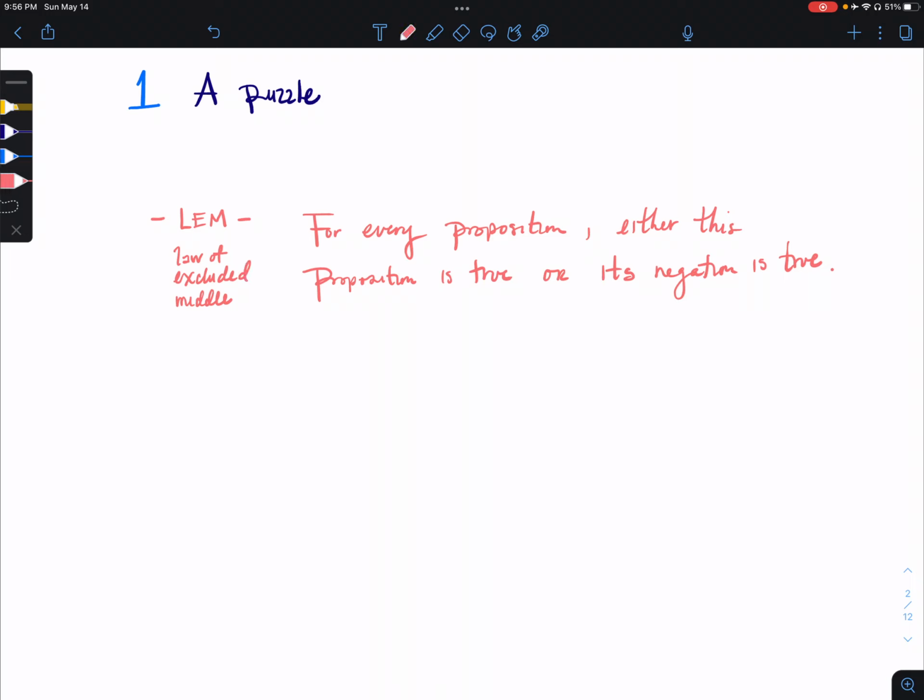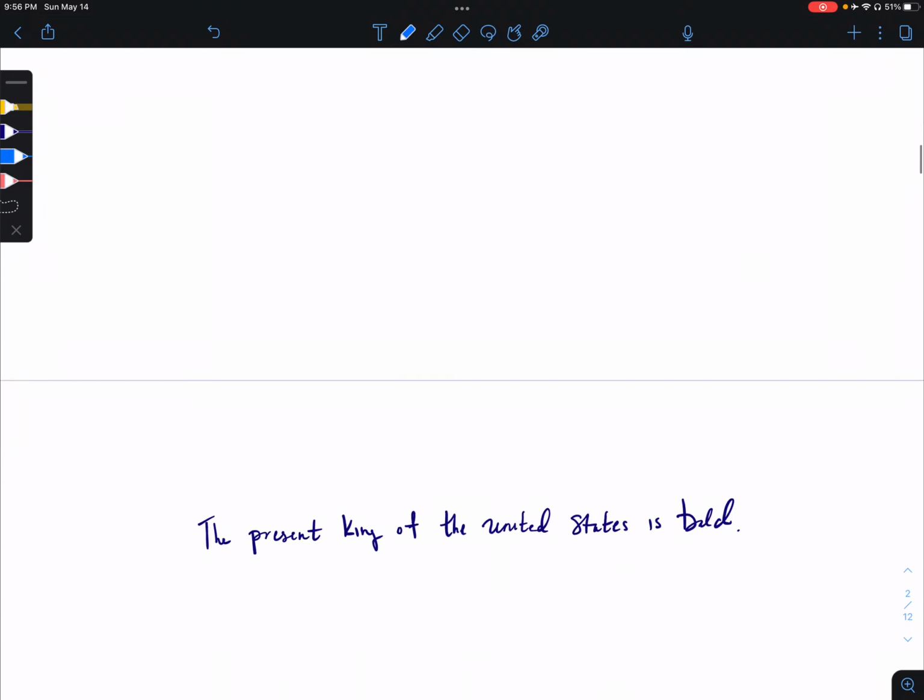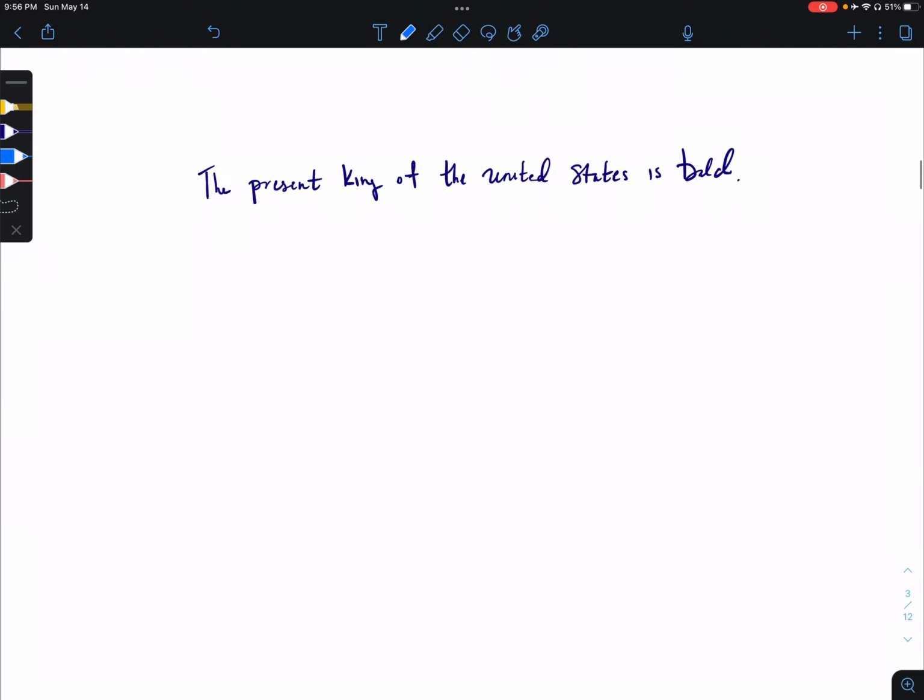which says that for every proposition, either this proposition is true or its negation is true. So P or not P for every proposition, either P or not P. For example, it's either raining or it's not raining. What should we say about a proposition like this one? The present king of the United States is bald. Is this proposition true or false?